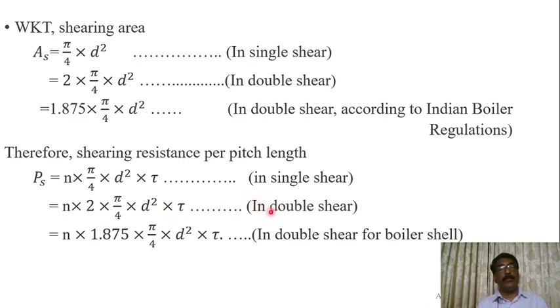And coming to the double shear for boiler shell, according to Indian Boiler Regulation, while designing the boiler joint, the longitudinal boiler joint, we will have to go for this relation. In that case, it is equal to 1.875 into pi by 4 into d square. This is the total area you will have to consider, which resists the shearing. Again, this is the shear stress, and n is, of course, whether it is a single riveting, double riveting, or a triple riveting. Accordingly, you will have to substitute the value and find out the shear resistance.